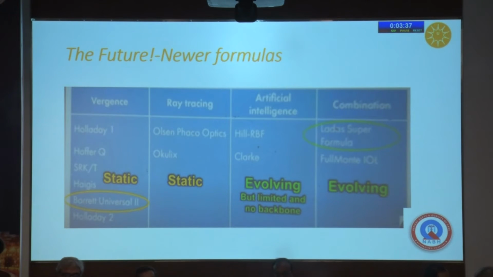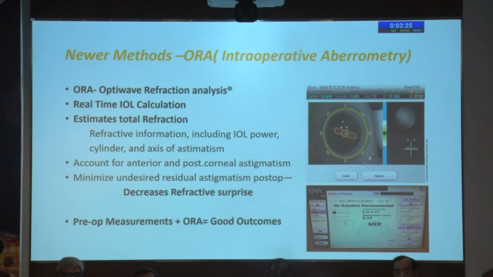Now there are many new formulas available, like the Barrett Universal. These formulas are all in the experimental phase. I think they will come. And newer is the Aura, initially talked about, intraoperative aberrometry. This optimizes the refraction analysis and gives real time IOL calculation and estimates the total refraction.